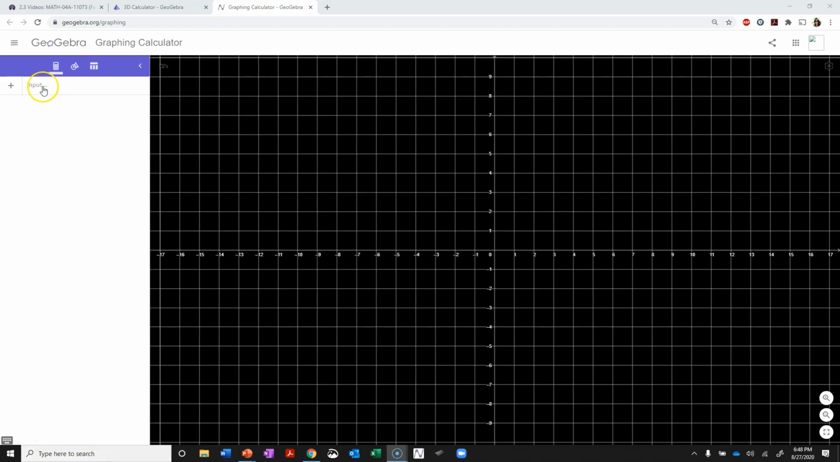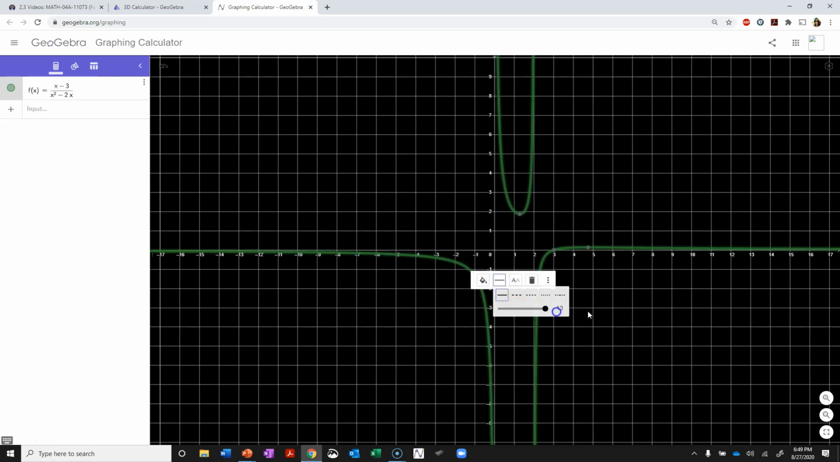I've pulled up GeoGebra, our graphing program, and I'm going to type in f of x is equal to a fraction function with x minus 3 in the numerator, and then x squared minus 2x in the denominator. Now we can see the full function. Let me thicken that line for us.